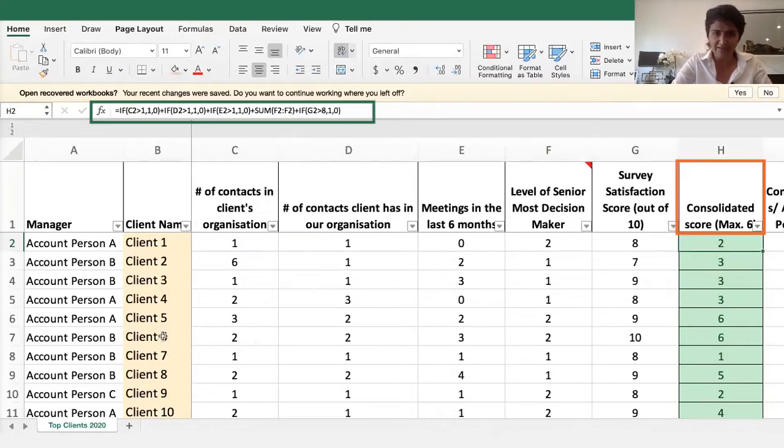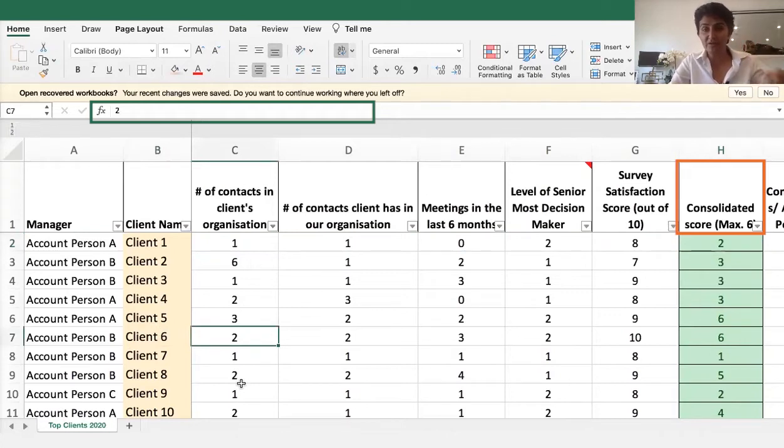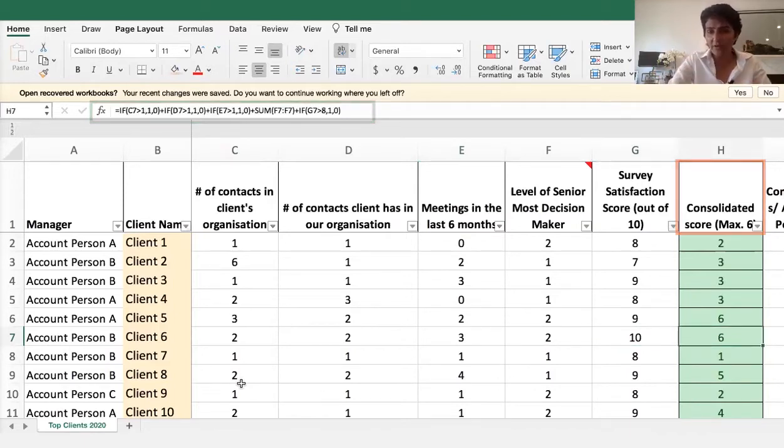It's quite straightforward. Let's have a look at client number 6. So here, there are 2 contacts that we have in the client's organization. The client knows 2 people in organization ABC, so they get 1 point here, 1 point here. And then they've had 3 meetings in the last 6 months, which is brilliant. So they get 1 point here. And the contacts that they have are at senior level, and also the satisfaction has been amazing. So they get the maximum score of 6, right? So it all gets mapped out.